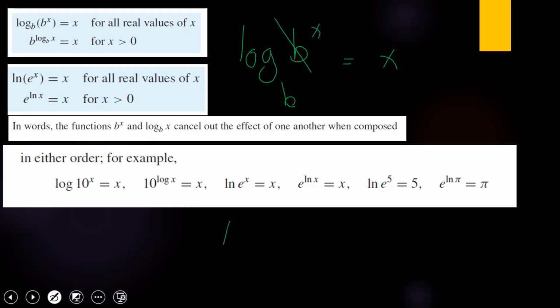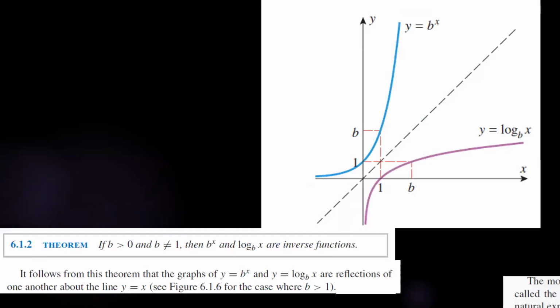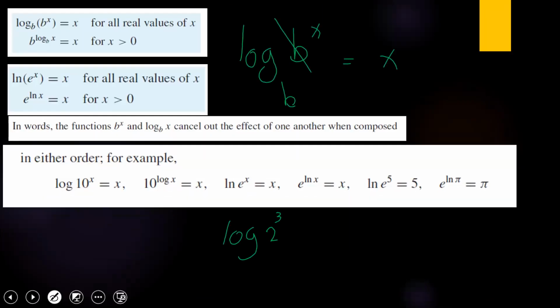So logarithm of 2 to the power 3 to the base 2 is what? 3. Here, it's like you cancel 2 with 2. So what will the answer be? 3. This is for the first one.